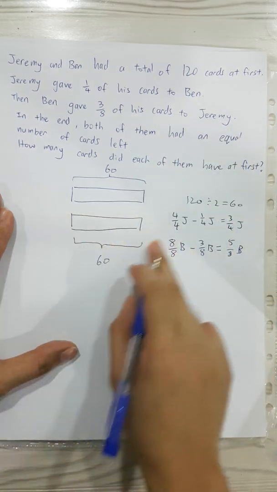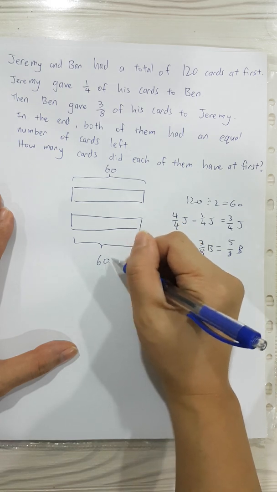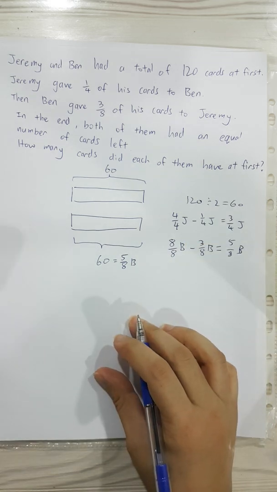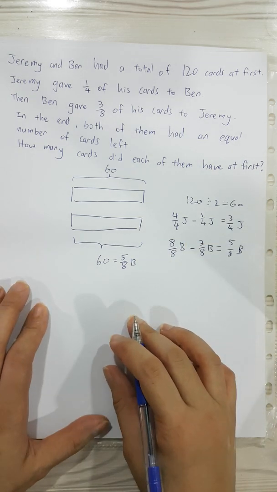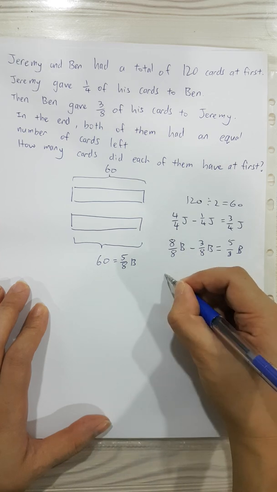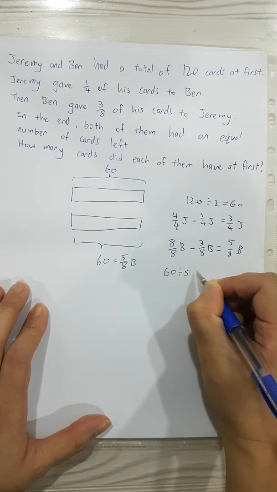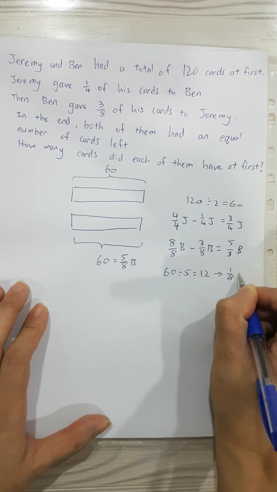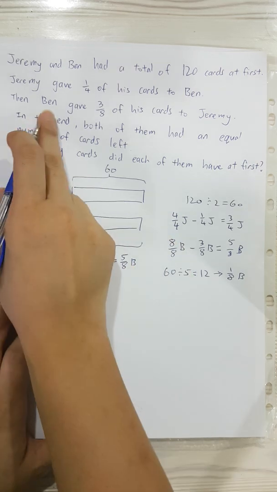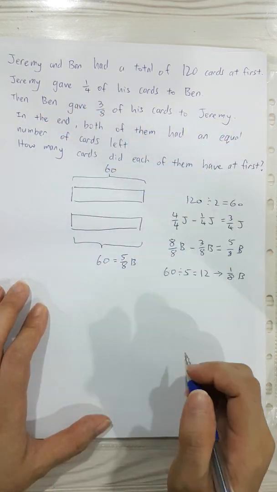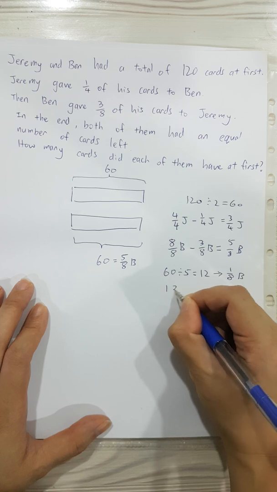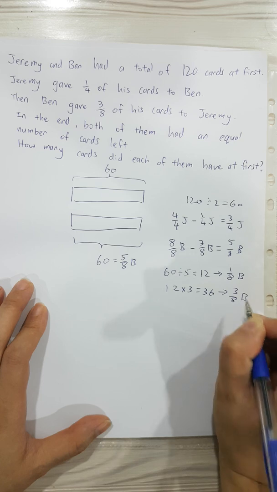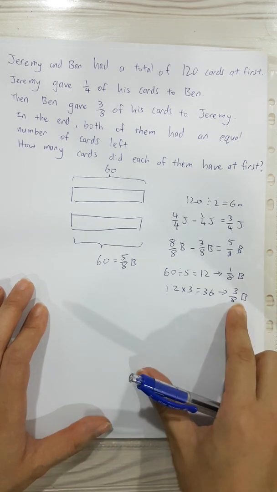So we are going to fill this up and write that 60 is actually 5/8 Ben. Because of this, we can take 60 divided by 5. You will get 12. And this will give you 1/8 Ben. Now, since Ben gave 3/8 of his cards to Jeremy, let's find 3/8. 12 times 3 equals 36. This is 3/8 Ben.